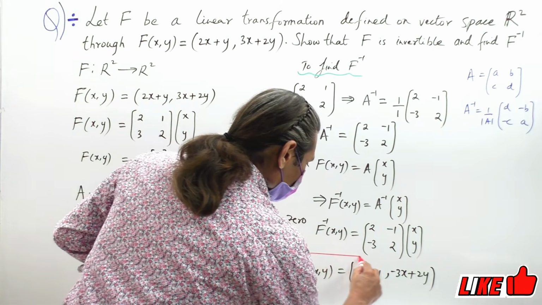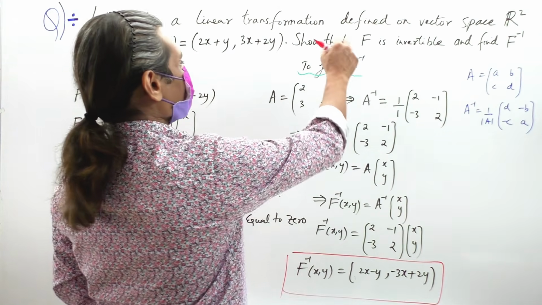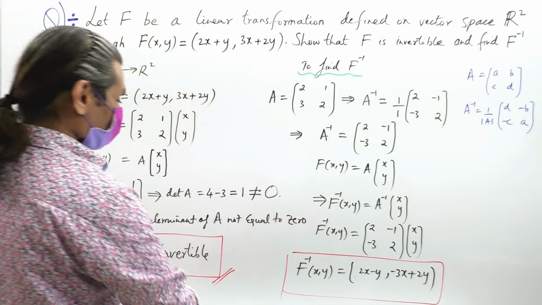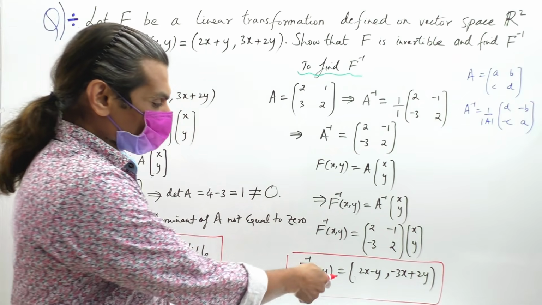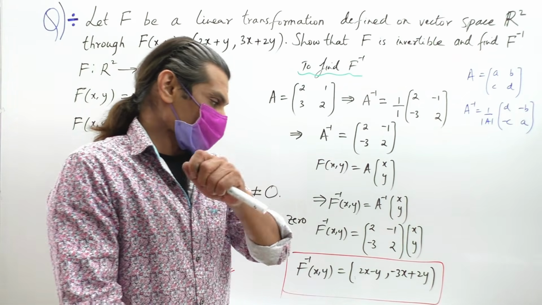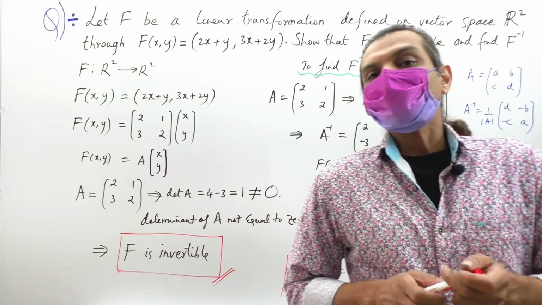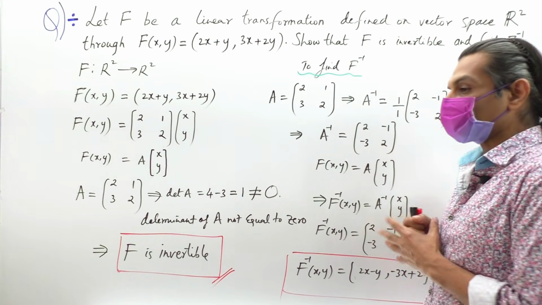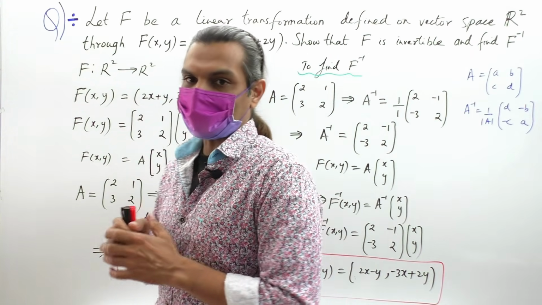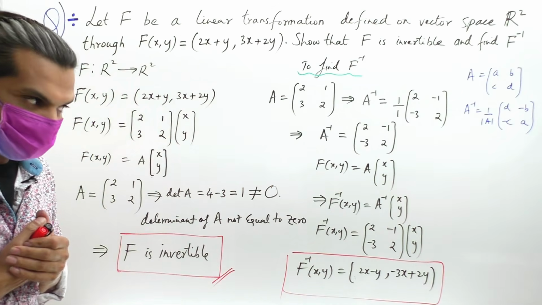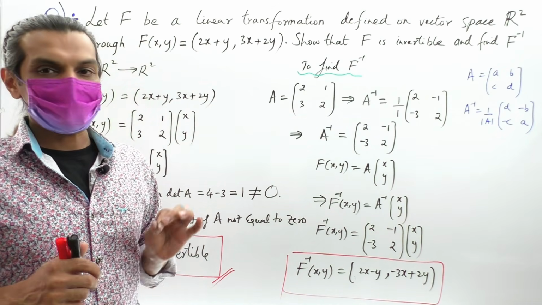Now we have shown both things. First we have shown that F is invertible, and from that we have found F inverse to be (2x minus y, minus 3x plus 2y). That's it, as simple as that. I hope you clearly understood how to solve this question now, but practice it to remember each and every step here. Okay, so that's all for today's video.